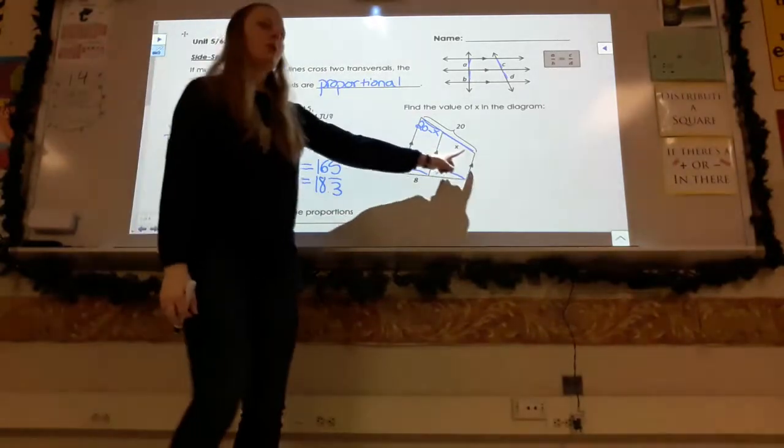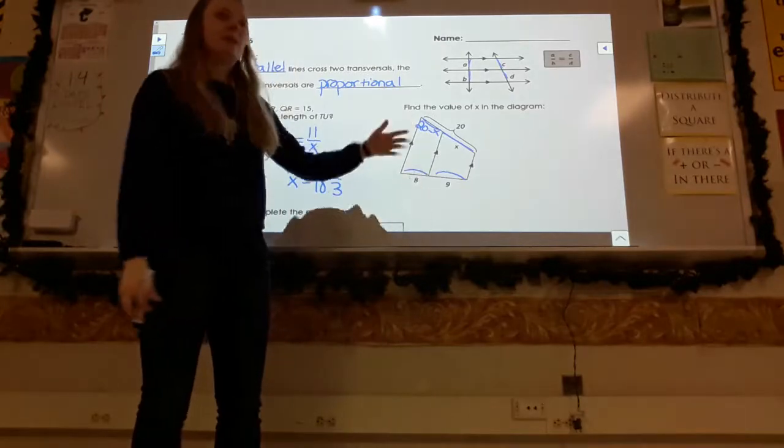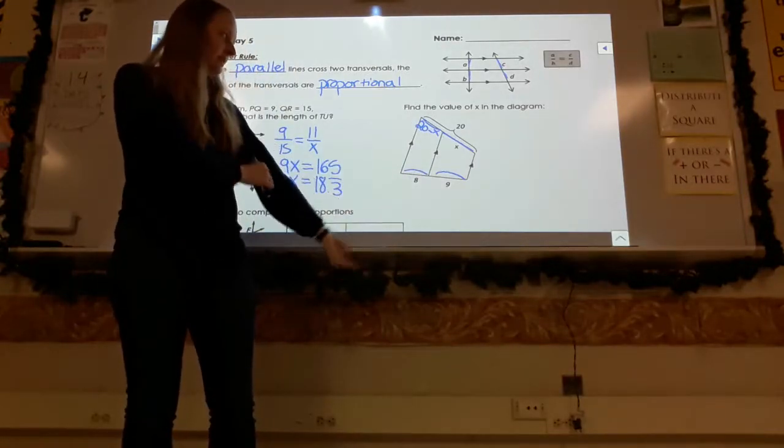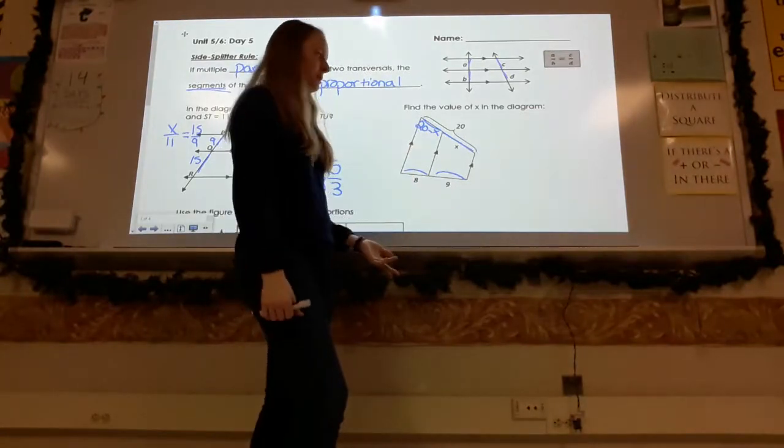Because if this was a number, you could just do 20 minus that number to get this, but it's a variable instead. So we're going to have to write it as 20 minus x. Right, that's what gives me that little section right here. So now that I have all four pieces, I have everything I need for the proportion.